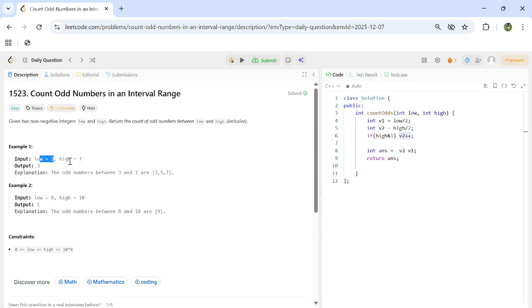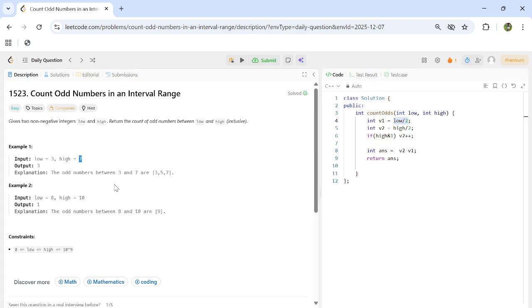So between 1 and 3, how many odd numbers are there? Actually 1 and 3, but we are taking only 1. Why? Because we want 3 to be inclusive in our answer. We are not excluding 3 from our answer, so that's why we have taken the floor value, right? Okay, very good. Now high.